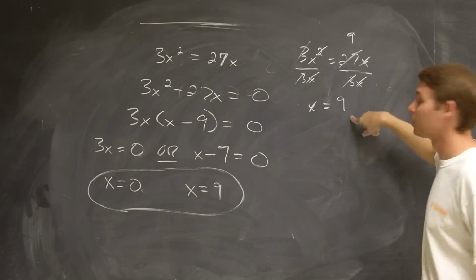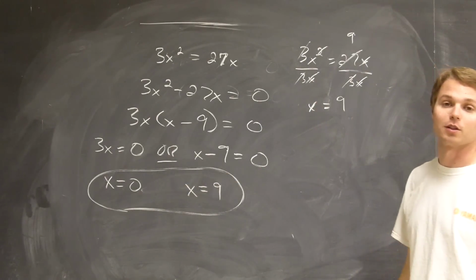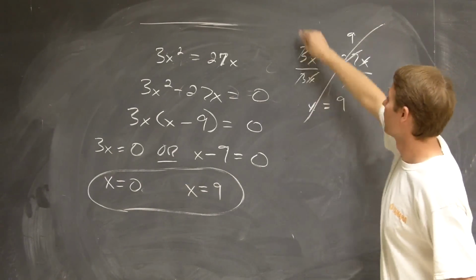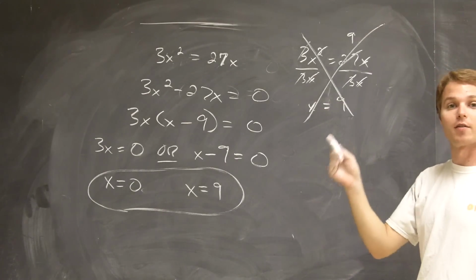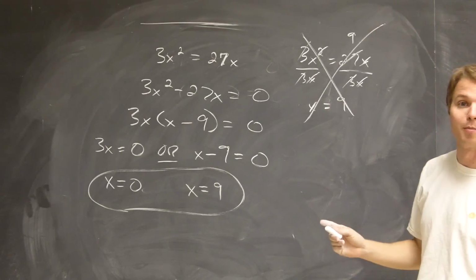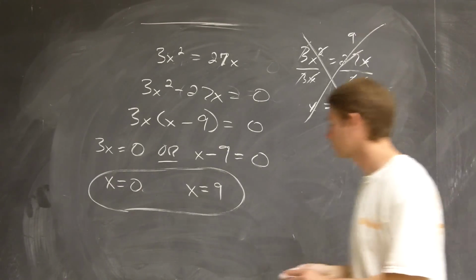So when you do it like this, you'll never get a wrong answer, but you might not get all of the answers, all of the solutions to the equation. So don't ever divide by the variable in a problem like this and divide a variable out of both sides, because you'll miss one or more of the solutions in the problem.